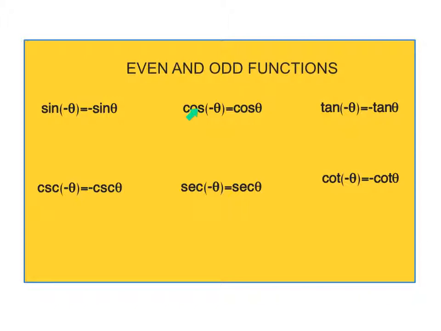Then cosine in the last quadrant, in the fourth quadrant, is the same as cosine in the first quadrant, so they both will be positive. So cosine of negative theta is the same as cosine of theta. Secant of negative theta is the same thing as secant of theta. Tangent in the last quadrant is negative. So tangent in the last quadrant is negative of whatever the tangent is in the first quadrant. So tangent of negative theta is equal to negative tangent. Cotangent of negative theta is negative cotangent.